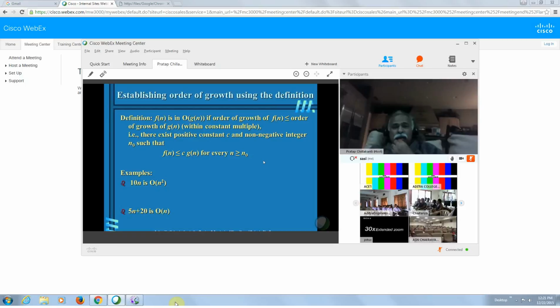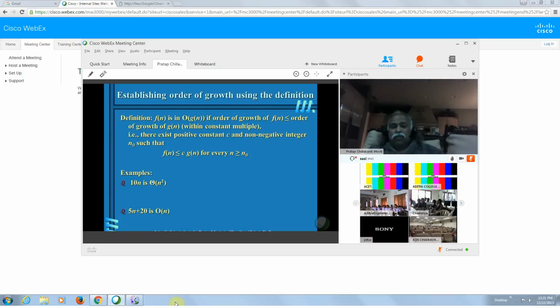Then he's giving some definitions, right? This mathematical notation: f of n is the function that you're performing. If the order of growth of f(n) is less than the order of growth of g(n), that means it is less than or equal to. So you'll always see f(n) is less than or equal to c times g(n) for every n which is greater than or equal to 0.